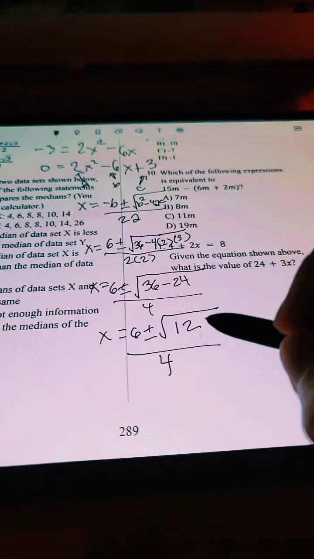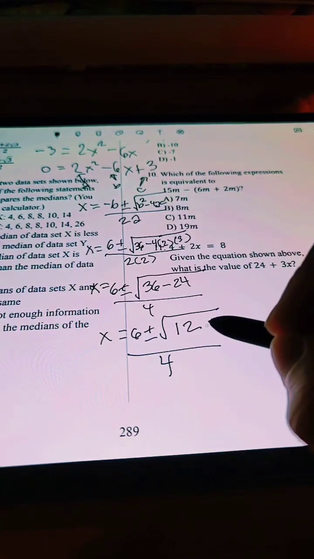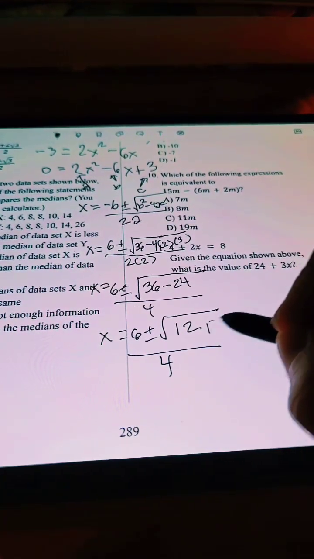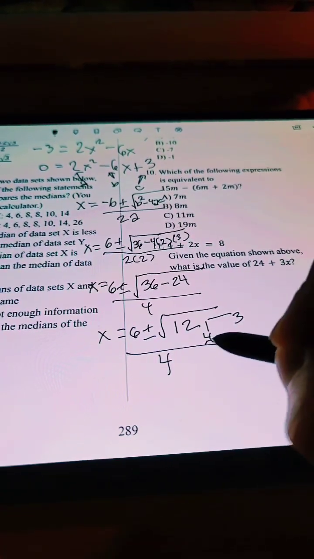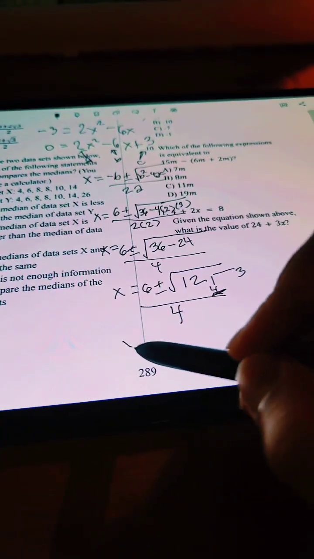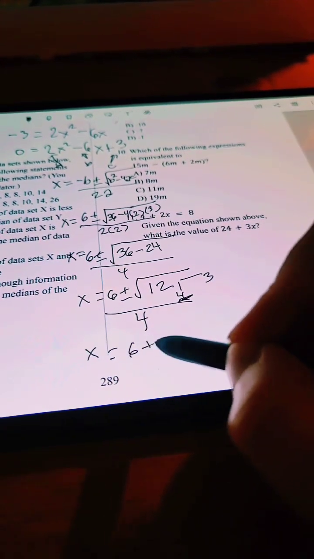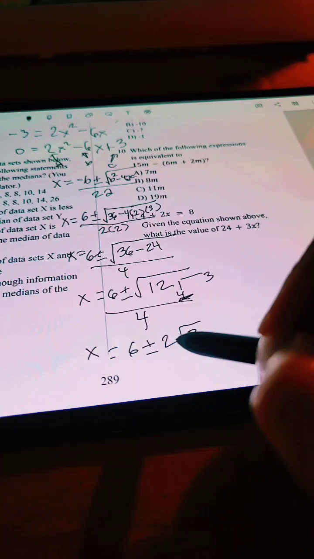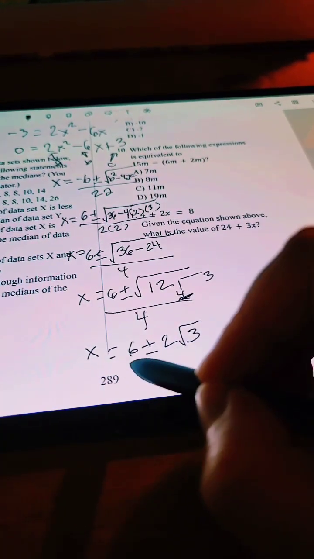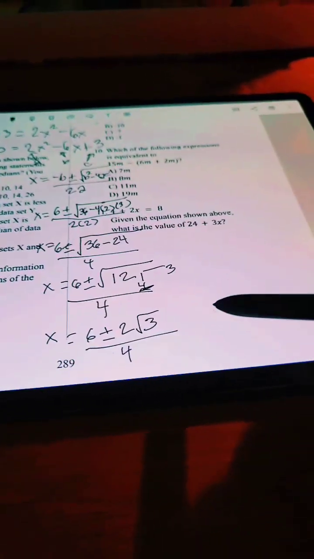And so now we're going to say, okay, can I simplify the square root? So I can, because 12 is the same thing as 4 times 3, and 4 is a perfect square. So I can say I have x is equal to 6 plus or minus 2 root 3, because I took out what the square root of 4 is, 2, and just left the 3. And then I have that over 4.